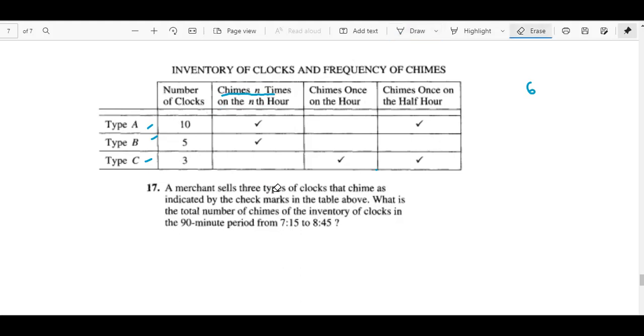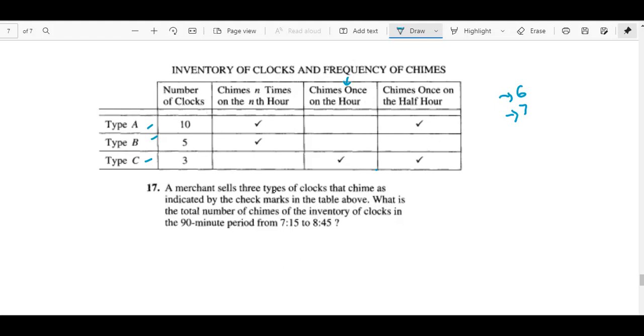Okay, all right. And then the second column is saying that it chimes once on the hour. Like if it's 6, if it's 7, if it's 8, if it's 1, if it's 2, it would chime once only on the hour. It has nothing to do with the hour number. Like it has nothing to do with 6, it has nothing to do with 7. After every hour it chimes.